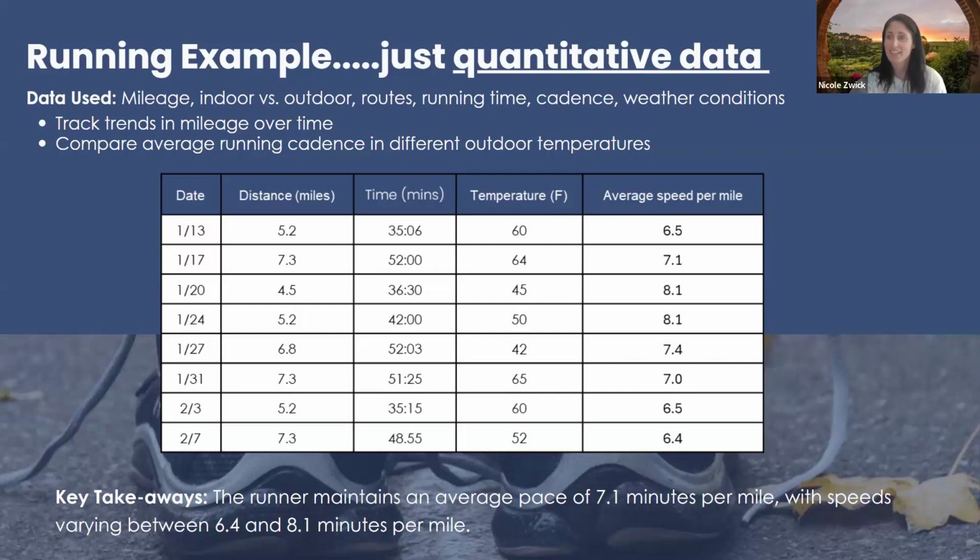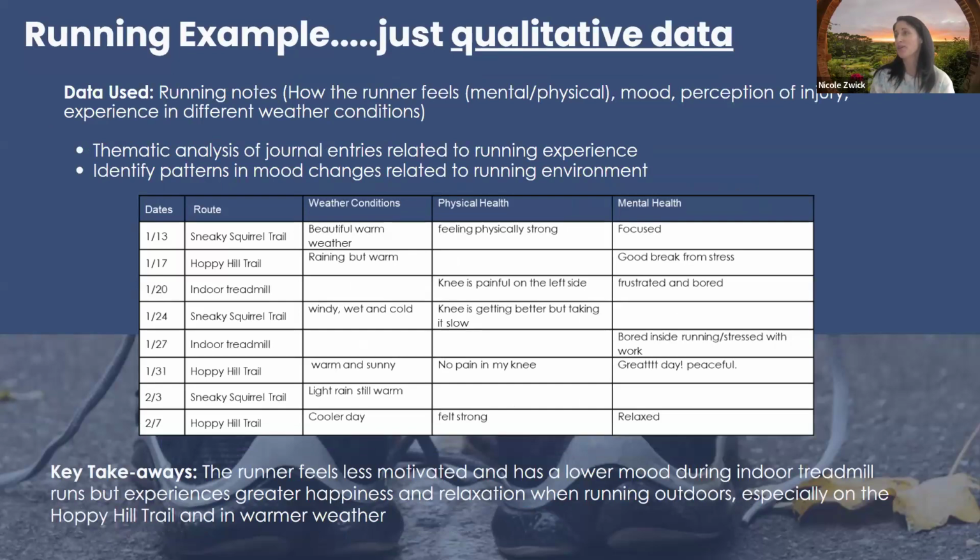So if we're looking at this through the lens of qualitative data, we're going to be looking at the runner's journal. And in the runner's journals, we can actually put in a thematic analysis or another qualitative analysis process and come up with some perspective of what's happening. Here, we can pull out the routes, weather conditions, the physical health, and the mental health. And when we do that, we can figure out some things like they experience that they're less motivated when they run on a treadmill indoors.